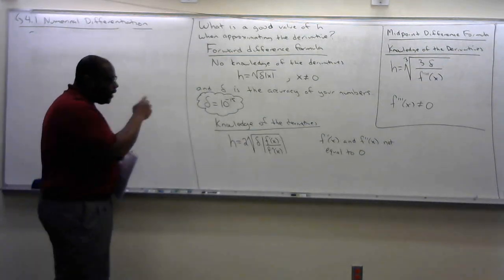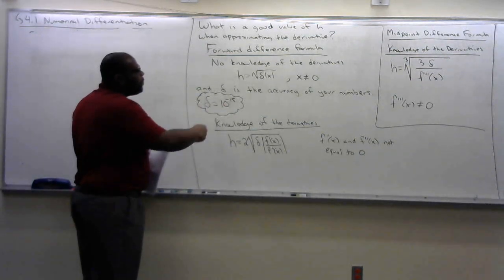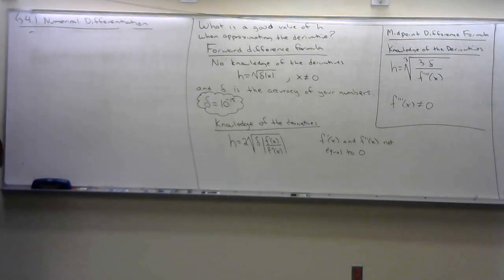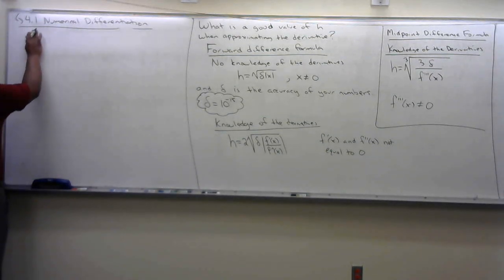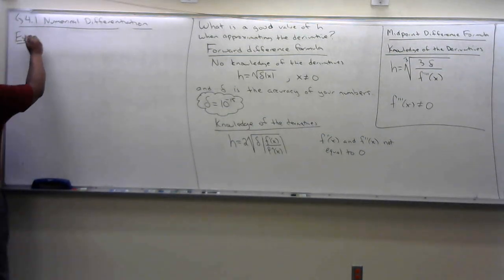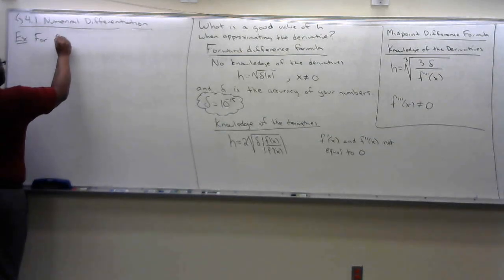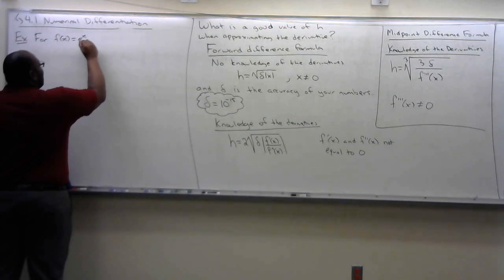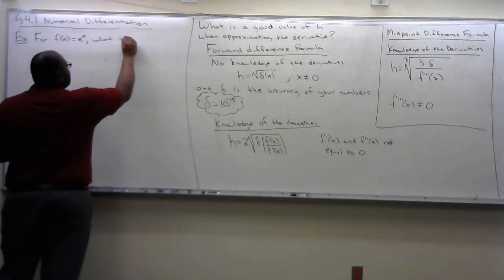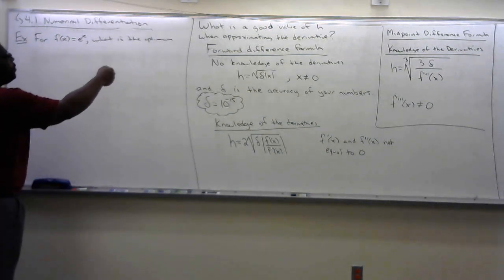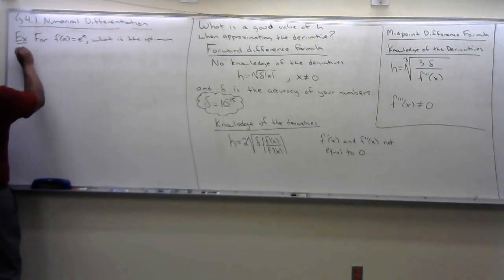And like I said before, this delta is completely arbitrary. It just depends on the accuracy of your numbers that you deal with in your machine. So here's an example. For f of x equal to e to the x, what is the optimum, or I should say, what's a good value of h?